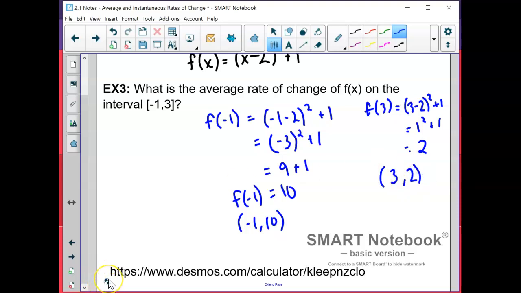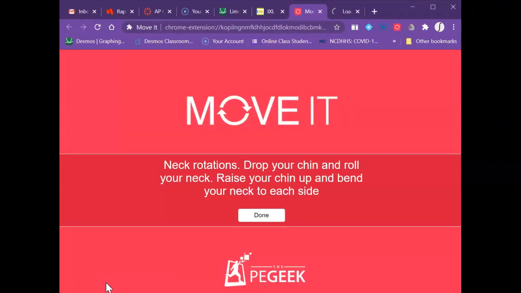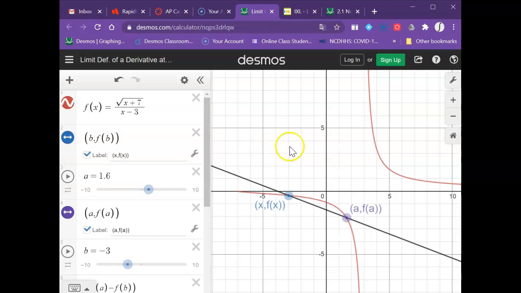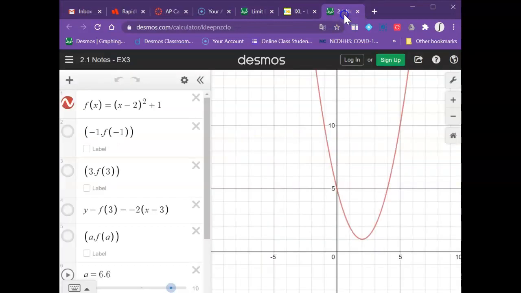So I've got a Desmos that we're going to look at here. Get rid of that so we can see it. So this is our graph here that we're looking at. And right here at -1, here's our point -1, 10. And right here is our point at 3, 2.